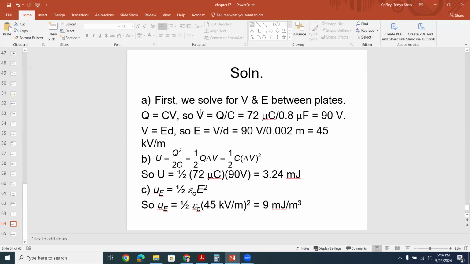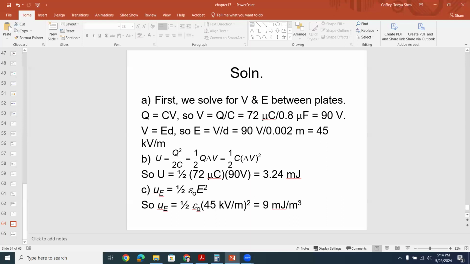So we can find the voltage in between the plates by taking the charge, which is 72 microcoulombs, and dividing it by the capacitance, which is 0.8 microfarads. And when we do that, plugging that into the calculator, we get 90 volts. Remember that micro is 10 to the minus 6. So you're taking 72 times 10 to the minus 6 and dividing by 0.8 times 10 to the minus 6, and then you get 90.